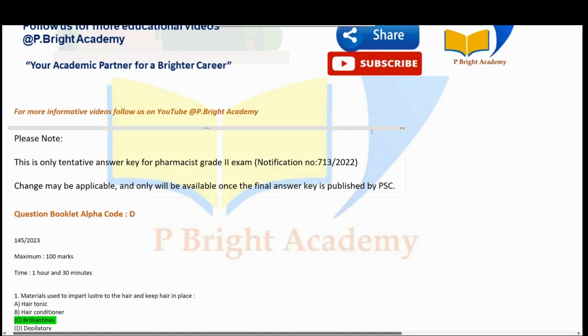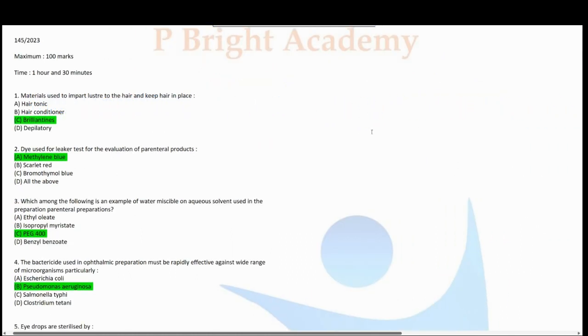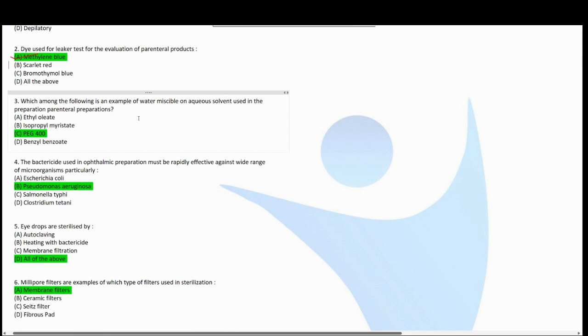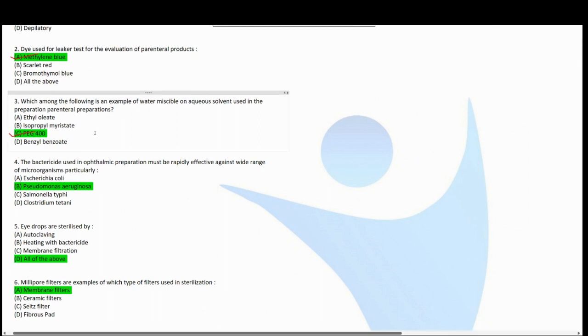Discussion will go to the material used to impart luster to the hair and keep hair in place is known as brilliantines. Option C, brilliantines. Next question: the dye used for the leak test for the evaluation of parenteral products is methylene blue, option A. Which among the following is an example for a water-miscible non-aqueous solvent used to prepare parenteral preparations? Answer is option C, that is PEG 400.